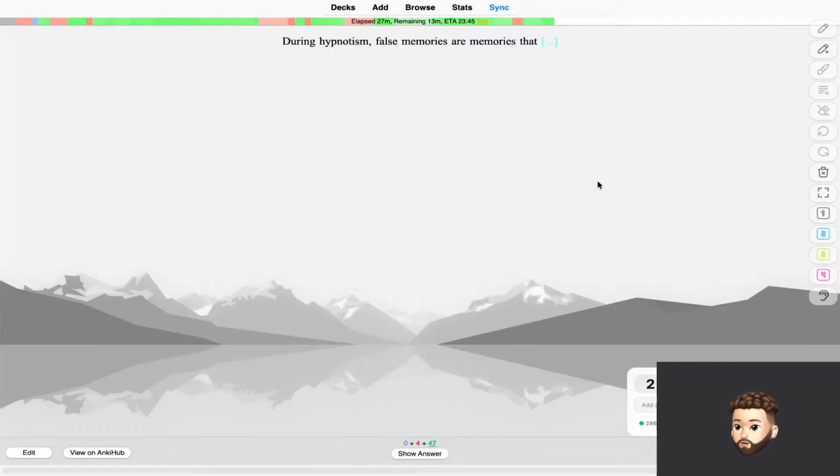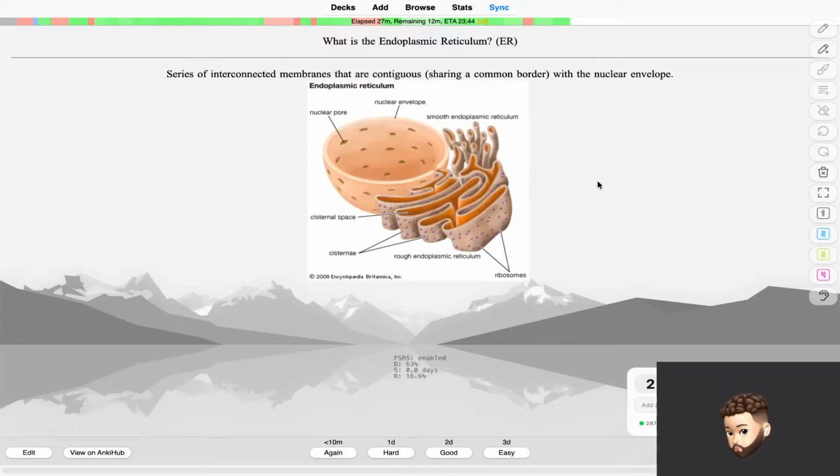Memories that incorporate the hypnotist's expectations of an induced state of consciousness. It's a series of interconnected membranes that are contiguous with the nuclear envelope.